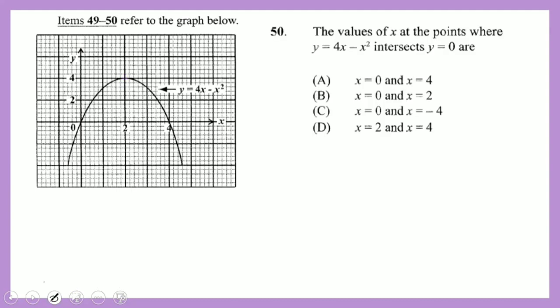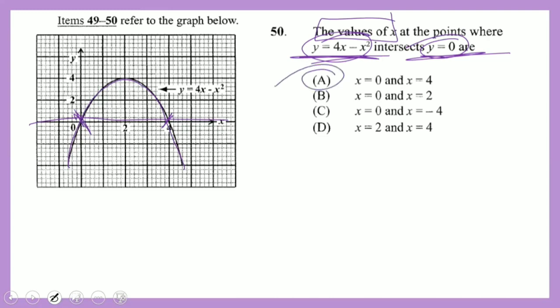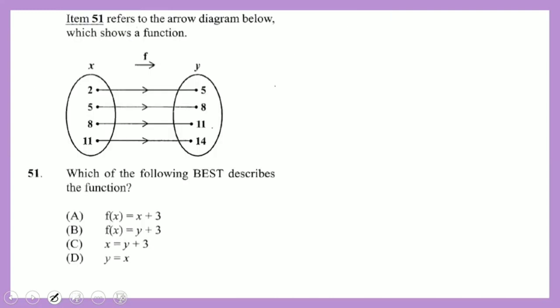And the same graph, the values of x at the points where this graph intersects y equals 0. We talk about this too. Y equals 0 is the same as the x-axis. So what are the values of x at which this graph intersects the x-axis? See the graph here, see the x-axis here. They meet here and here. All right, so that's when the values of x are 0 and 4. Done.